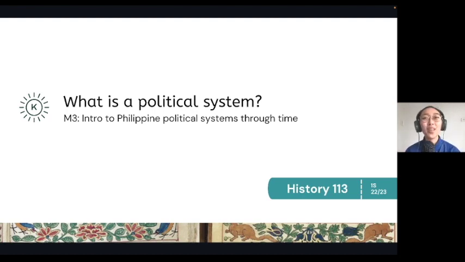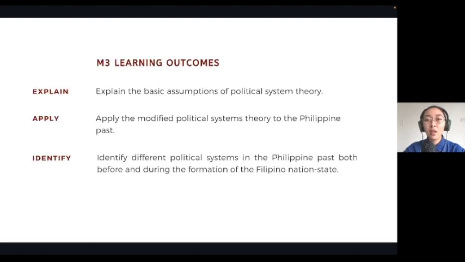Ayun. So, what are we going to be discussing today? Well, it's a pretty exciting module because this is the first module which leads us into part 2 of our course. So today's question is, what is a political system to begin with? And this entire module is going to be an introduction to Philippine political systems through time. We're going to talk about the basic assumptions of political systems theory. We're going to try to apply a modified political systems framework to the Philippine past. And as a final note to today's module, we're also going to try to identify different political systems in the Philippine past, both before and during the formation of the Filipino nation state.